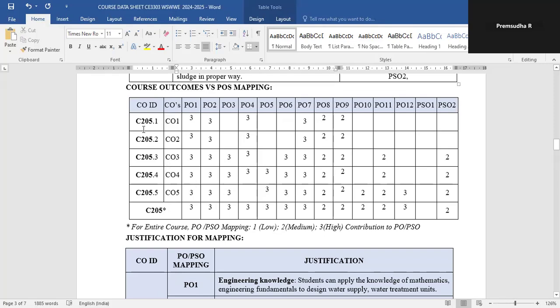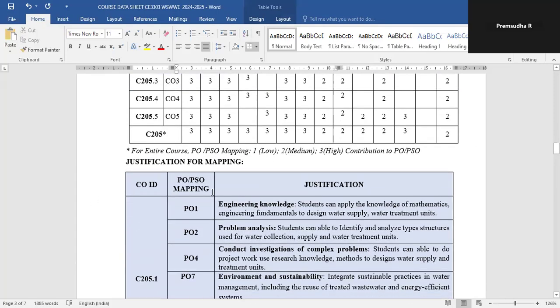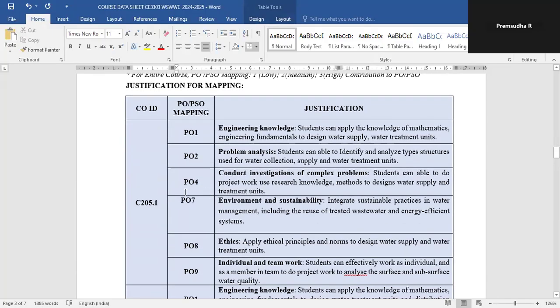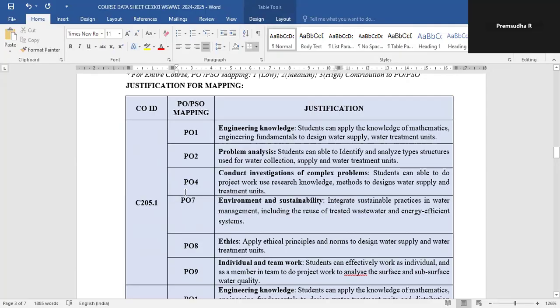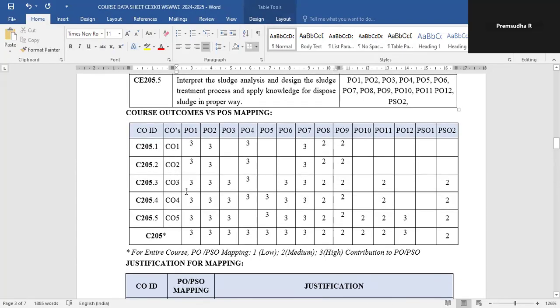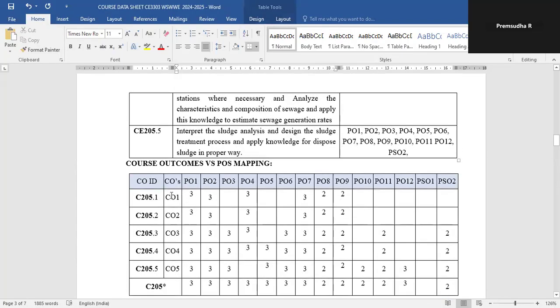So here you can see the course outcome versus PO mapping. Then here you can see the CO-PO mapping justification. So if you study this first unit, you can apply the knowledge in the calculation to predict the future population. So I marked in the PO1, I gave strong correlation, and PO2 and PO4.